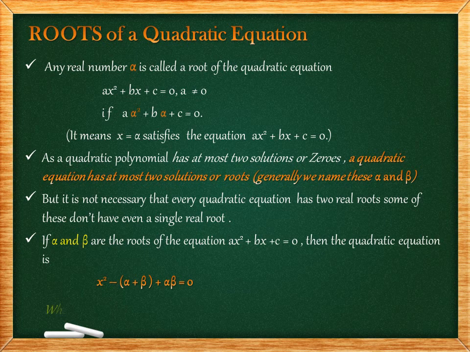Similarly, we have alpha plus beta, that is the sum of the roots, equals minus b upon a, and the product of the roots alpha into beta is equal to c upon a. This will help us in solving some numericals further in the chapter.